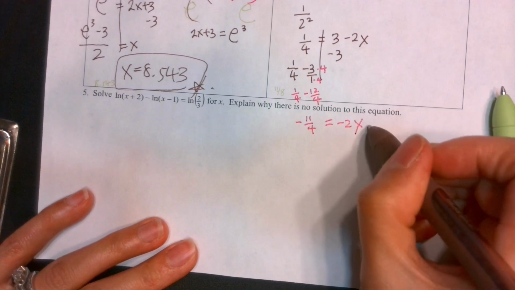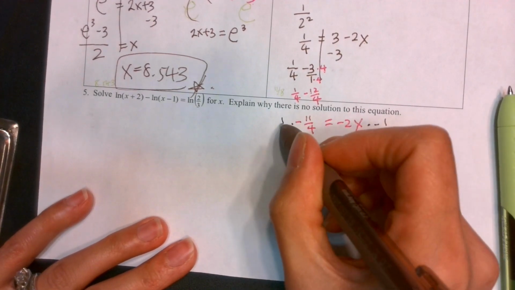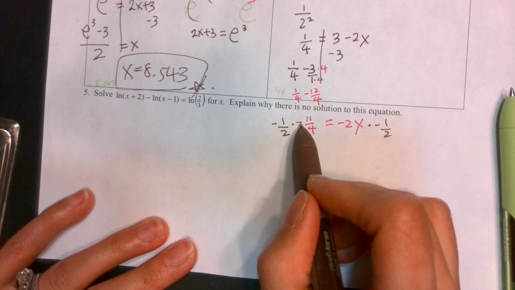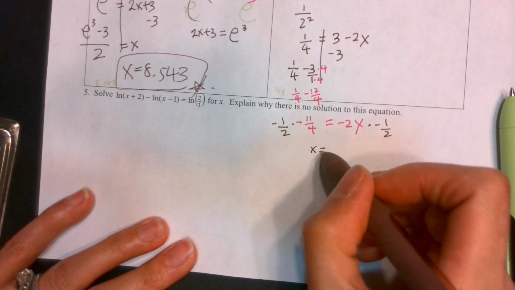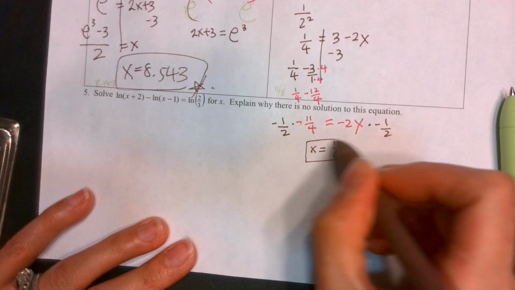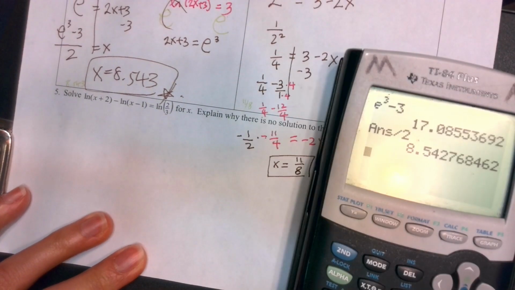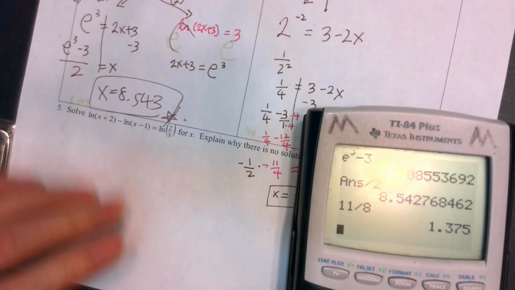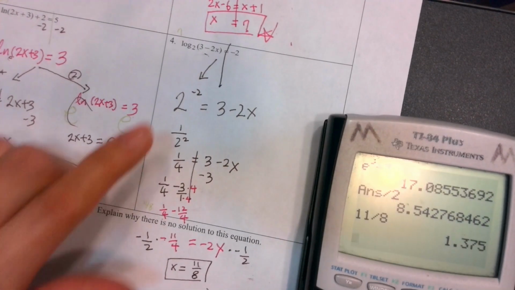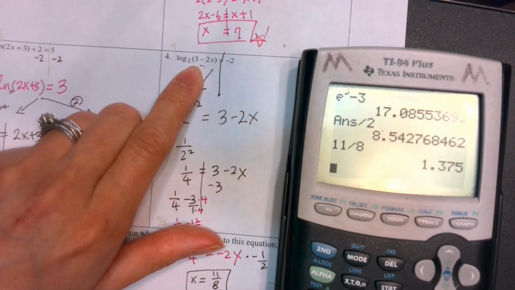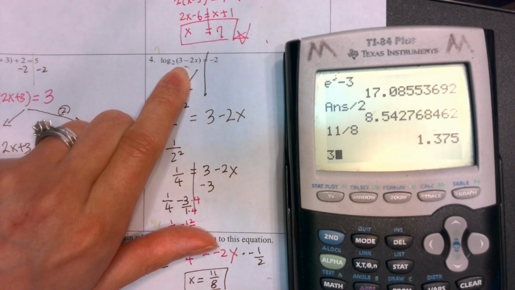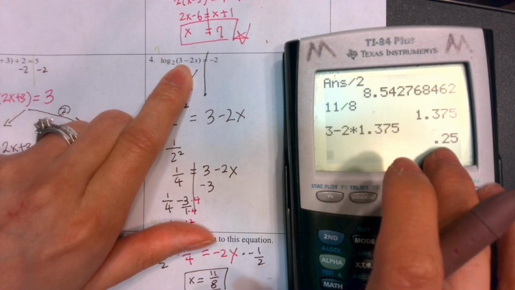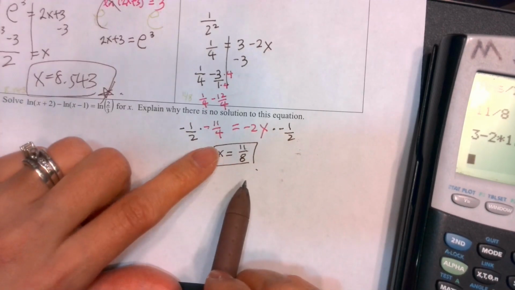And then I'm just going to divide it by negative 2, well, multiply by negative 1/2. Negative times negative is positive. I get x equal to 11 over 8, which is approximately 1.375. Well, it's not approximate, it is. Let's make sure I still get the positive answer when I plug it in. So I do 3 minus 2 times 1.375. That's still positive, so I'm okay. So that is my answer.